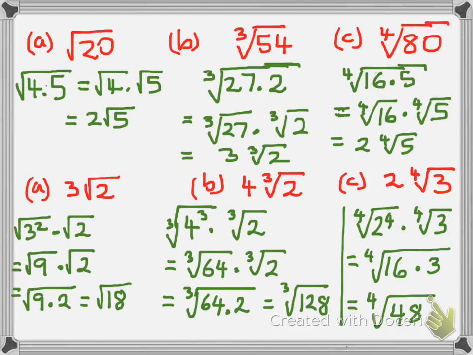Similarly, for 4 times the cube root of 2, you want 4 under the cube root. That means you are going to cube 4, which means you are going to have the cube root of 4 times 4 times 4, which is the cube root of 64. And then using our formula again, you have the cube root of 64 times 2, which is the cube root of 128. And finally, you want 2 times the fourth root of 3. Since you want 2 under the fourth root, that means you are going to have the fourth root of 2 multiplied by itself 4 times, which will be the fourth root of 16 times 3, which is the fourth root of 48.